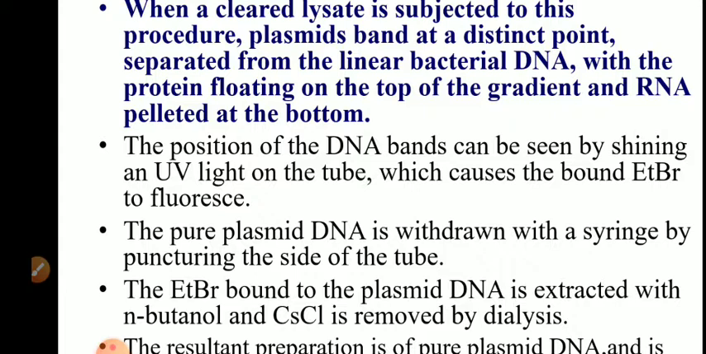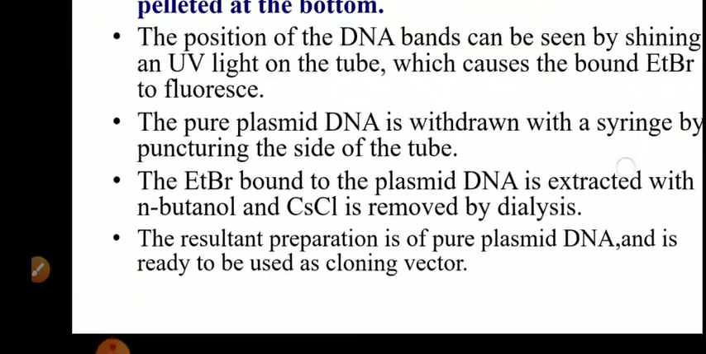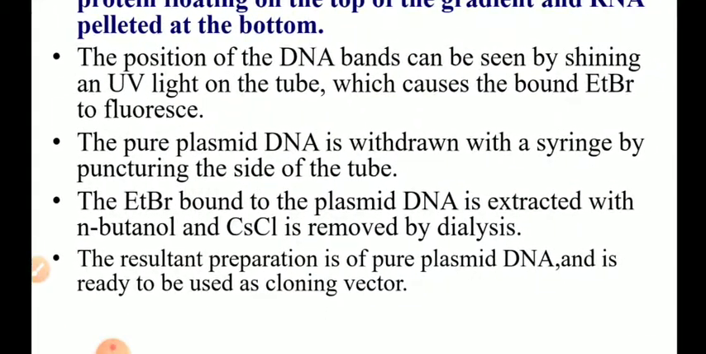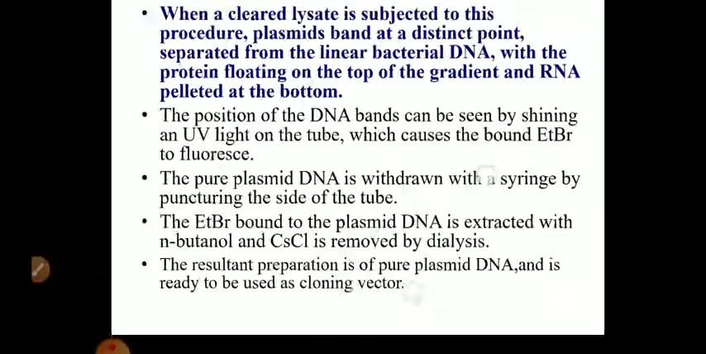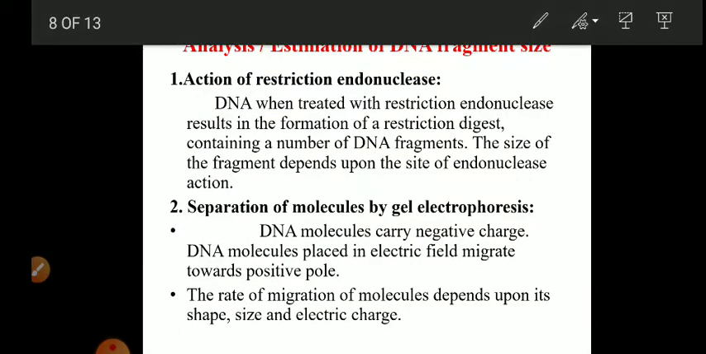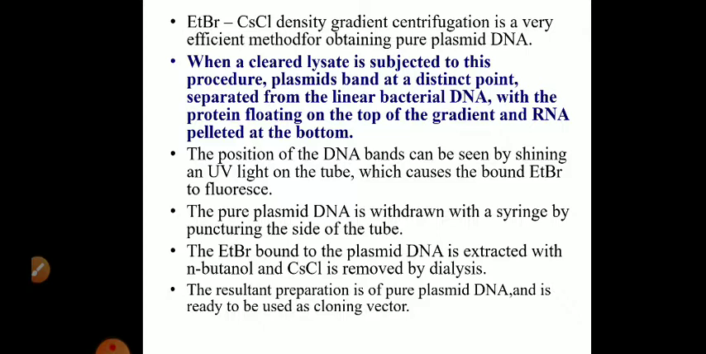The upper one, which is lighter, will be open circular genomic DNA, and the lower one, which is heavier, will be the plasmid DNA. The pure plasmid DNA is withdrawn with a syringe by puncturing the side of the tube. The ETBr bound to the plasmid DNA is extracted with N-butanol, and cesium chloride is removed by dialysis. Whatever resultant preparation you get is the pure plasmid DNA, and it is ready to be used as a cloning vehicle or cloning vector. Okay, so that is all about purification of plasmid DNA, or preparation of pure plasmid DNA, by ethidium bromide cesium chloride density gradient centrifugation.